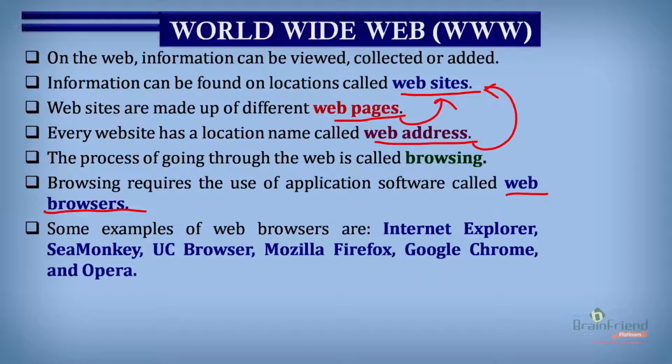There are different types of web browsers. There are so many of them. But here are a few. We have Internet Explorer, SeaMonkey, the UC Browser, Mozilla Firefox. We have Google Chrome, and we also have Opera, and there are so many other web browsers.